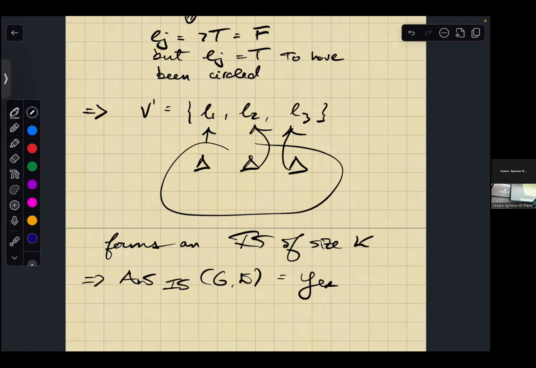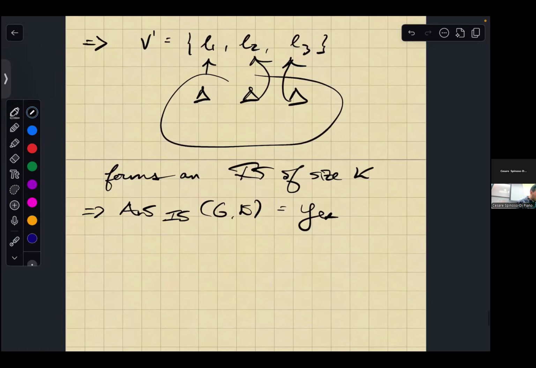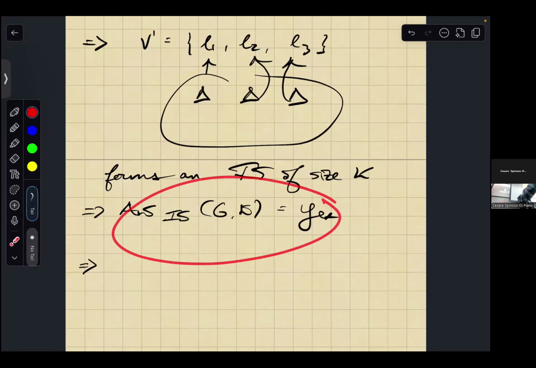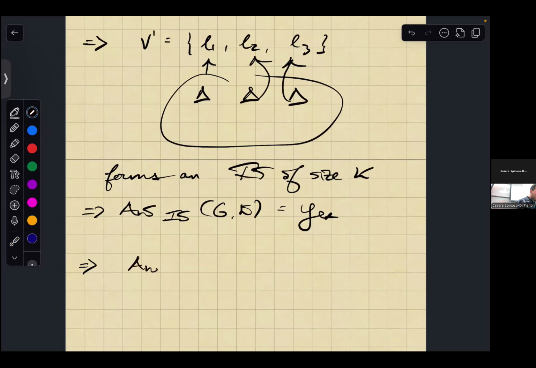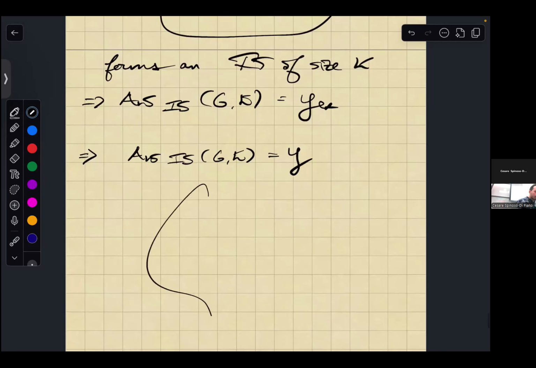Now let's see. Do I have the strength to do the other direction? Okay, it's not so bad. I know I'm way over time, but let me just quickly do the other direction. Now the other direction is to say, if this is yes, then I also have yes for the 3-SAT problem. So if this is yes, then what does this mean? It means that I have an independent set for my graph G of size k.